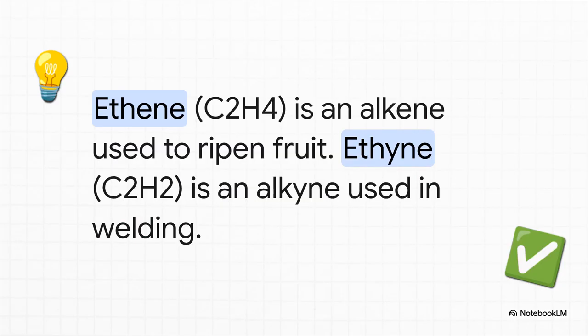And bam! Just like that, the mysteries we started with are solved. That chemical that ripens fruit, it's ethene, an alkene. And the fuel in that super hot welding torch, that's ethine, an alkyne. How cool is that? Two really simple molecules doing these incredibly powerful and very different jobs.